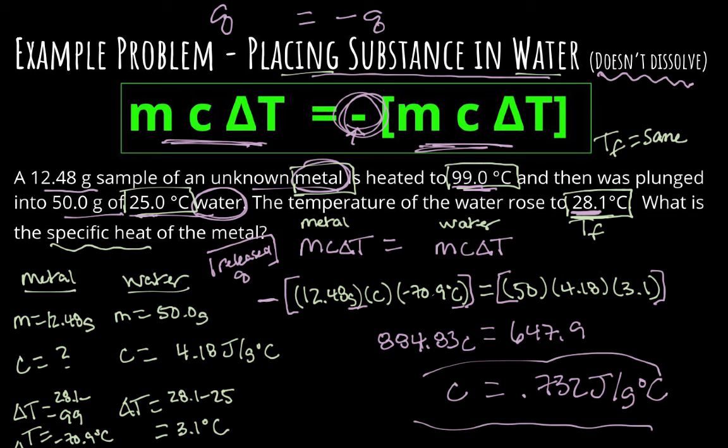Okay, so again, this type of problem is when you put a substance in water and it doesn't dissolve. A lot of times it's going to be a metal. You set MC delta T equal to MC delta T, but you have to make one side negative to show that one side is releasing heat and the other side is absorbing it. Then you're going to solve for whatever's missing. One type of problem, you're going to solve for C. There are others where it could ask you to solve for a temperature. They might give you the initial temperature and you have to solve for the final temperature. Those can get a little more involved, but we'll do some practice with those as we work through this.